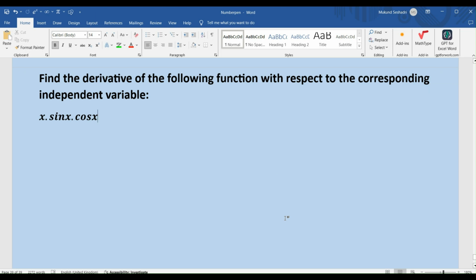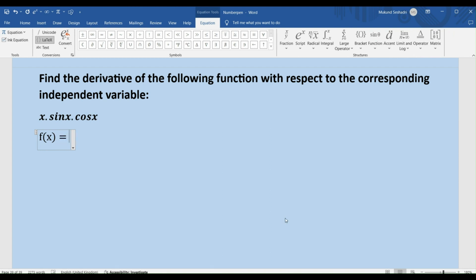So there we have the problem on the screen. Find the derivative of the following function with respect to the corresponding independent variable. The function that's been given to us is x into sine x into cos x, right? So my f of x, let's write that down.